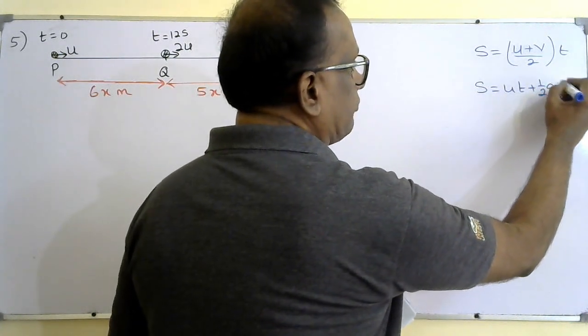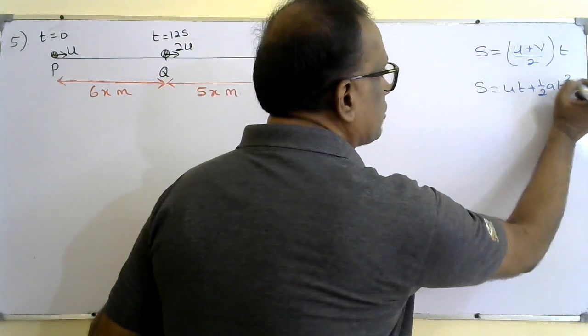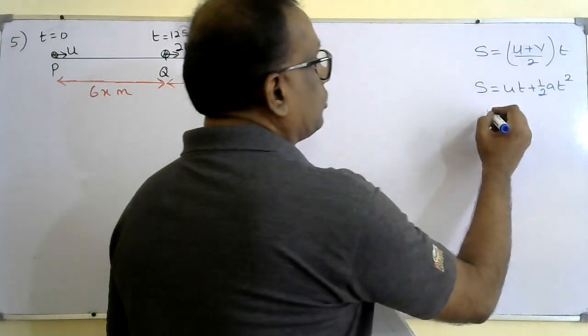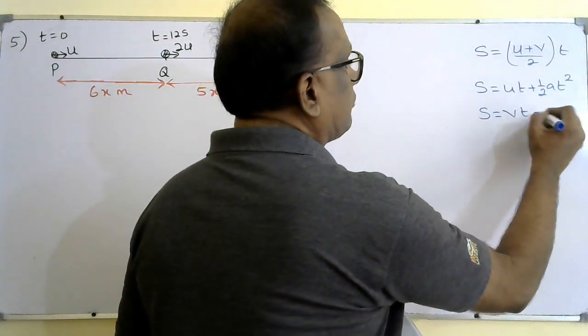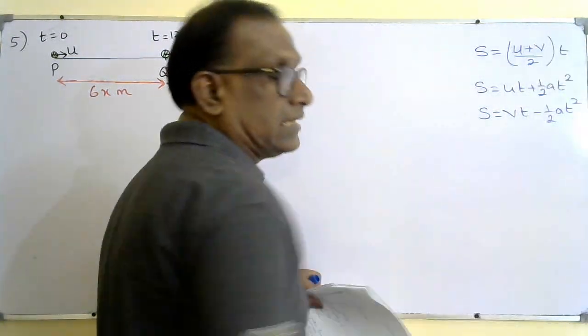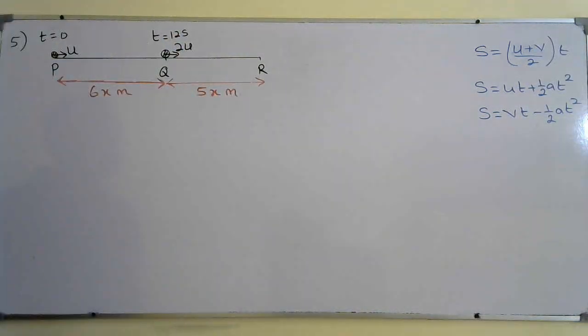But the only thing you need is to find a in terms of the other given quantities. You can use that also. Or if you think you want to use s equals vt minus half at squared, that also you can use. Anyway, I'll try all three and show you. Method 1 is the simple one. So method 1, this is the first part, the A part.